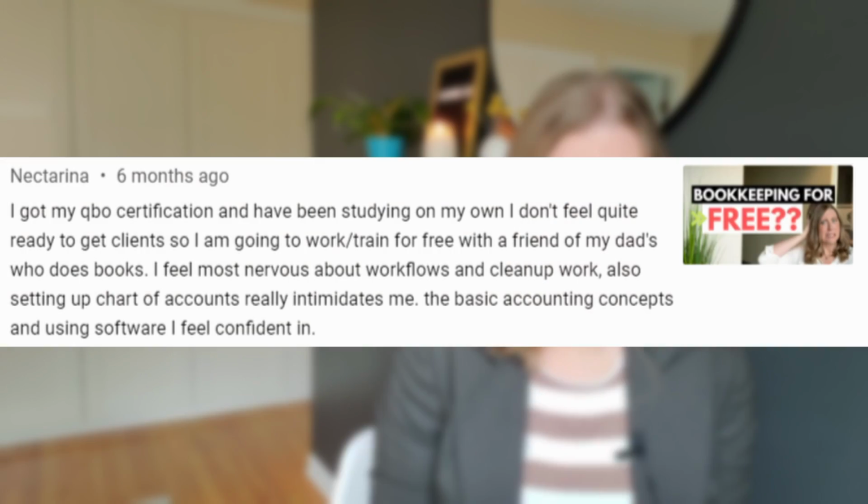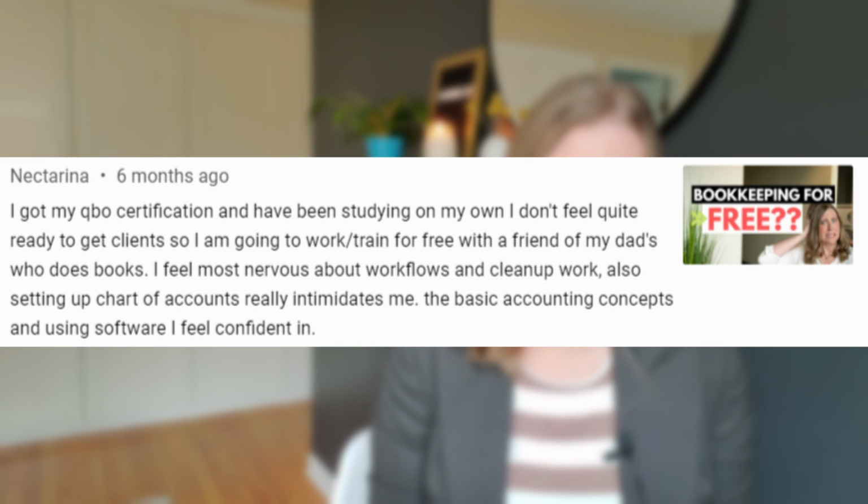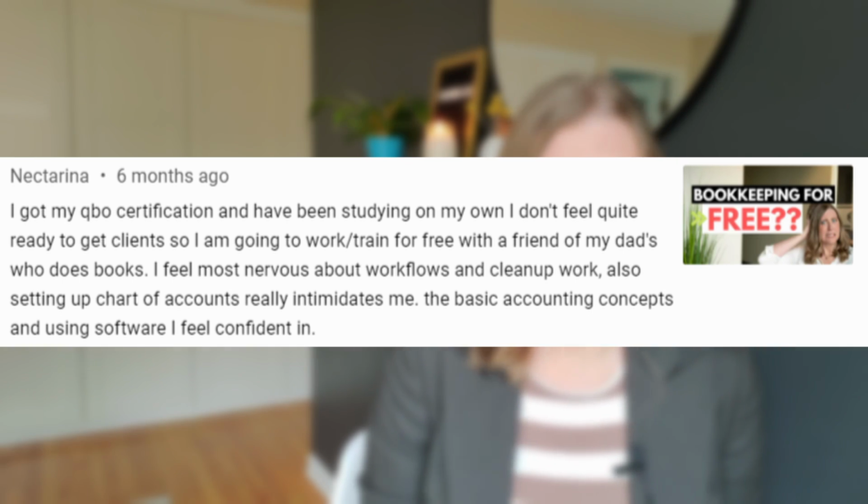All right, our first question comes from someone who got their QuickBooks certification and she found someone to train with who's going to help her out for free, just kind of get a handle of things. So that is great news. The things that she's worried about is workflows and cleanup work, and then also setting up the chart of accounts. So great job. I think this is an awesome start. You found someone to kind of mentor you, which is so nice.